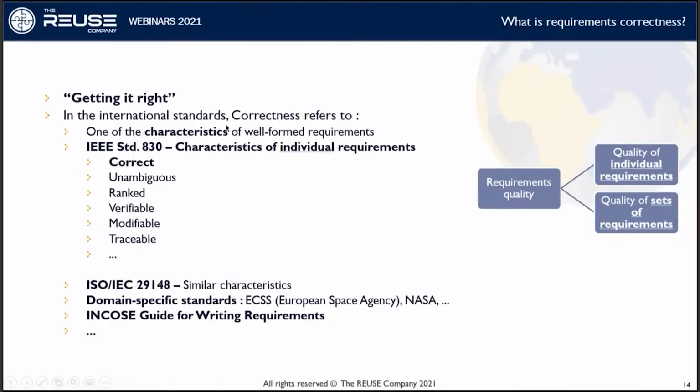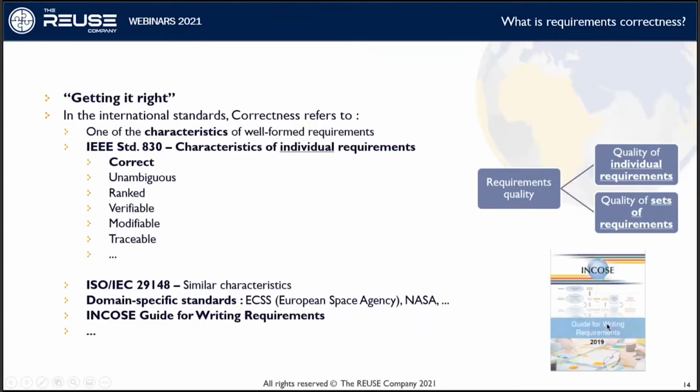Then if we look at international standards, we see that one of the characteristics that is quoted for a well-formed requirement is the correctness of the requirements, along with ambiguity, or the fact that we can rank the requirements, verifiability, traceability, and other concepts also quoted in other standards like 29148 of ISO, and also domain-specific standards, and the well-known INCOSE guide for writing requirements, in which there is a distinct definition of characteristics, one for individual requirements and one for sets of requirements, so a specification.